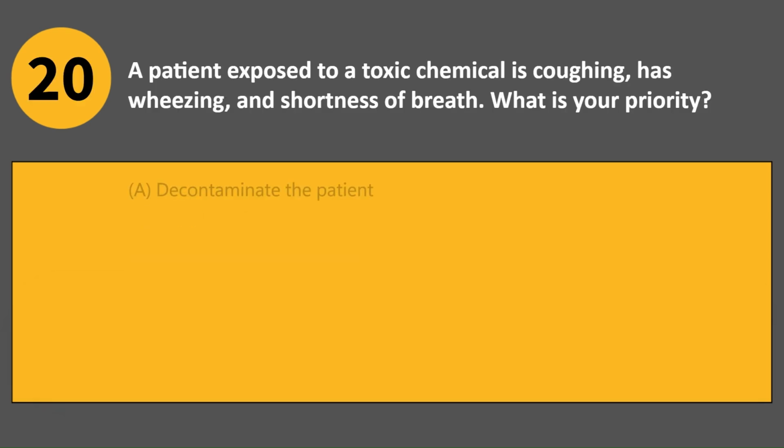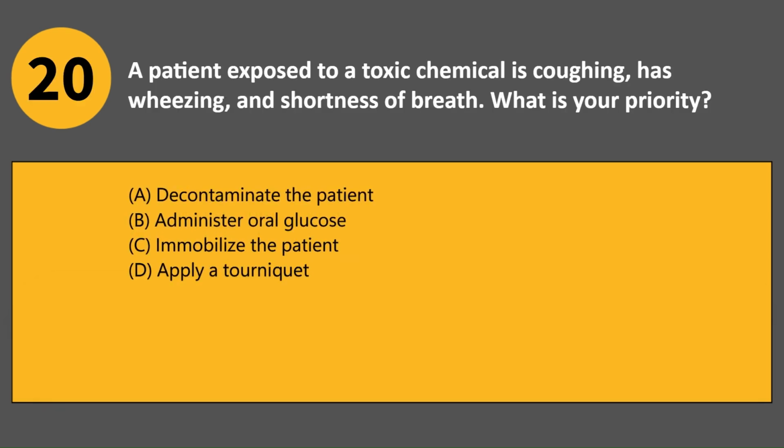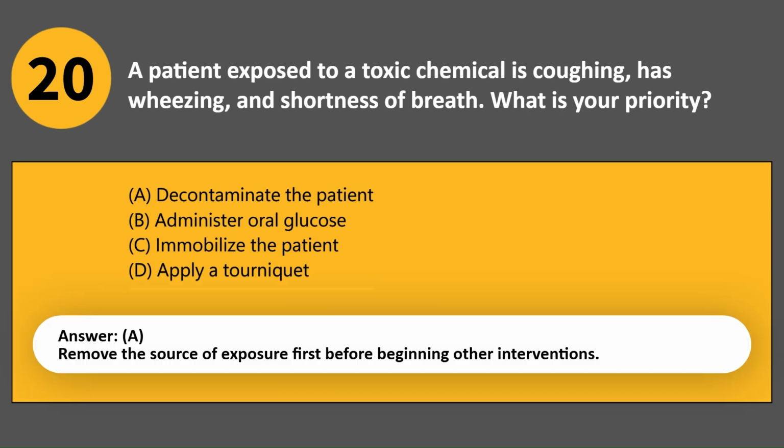A patient exposed to a toxic chemical is coughing, has wheezing, and shortness of breath. What is your priority? A. Decontaminate the patient. B. Administer oral glucose. C. Immobilize the patient. D. Apply a tourniquet. Answer: A. Remove the source of exposure first before beginning other interventions.